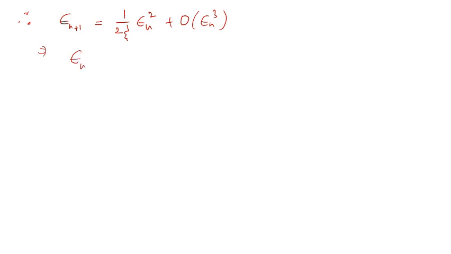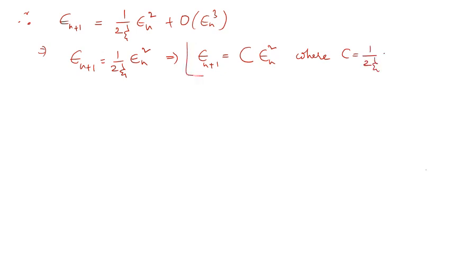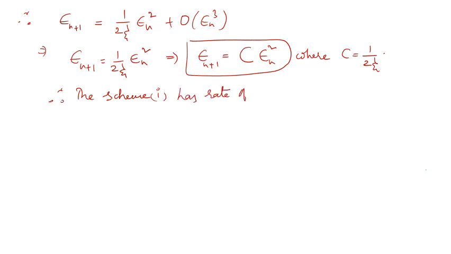That implies epsilon n plus 1 equal to 1 by 2 xi epsilon n square, which can be taken as epsilon n plus 1 equal to some c into epsilon n square, where c equal to 1 by 2 xi. Therefore the scheme 1 has a rate of convergence 2. Scheme 1 has a rate of convergence 2, isn't it? This 2 is here, rate of convergence 2. It is of the form epsilon n plus 1 equal to c into epsilon n power p. This is about the first problem.